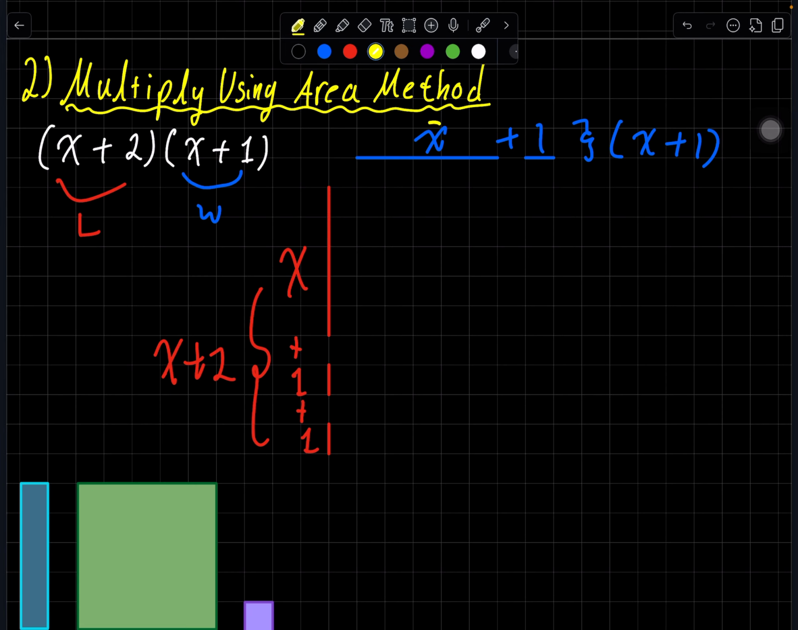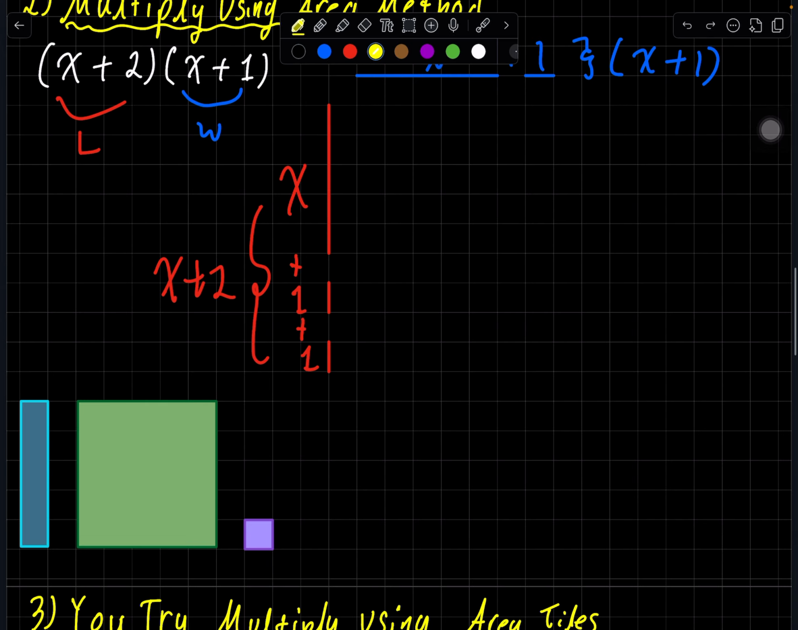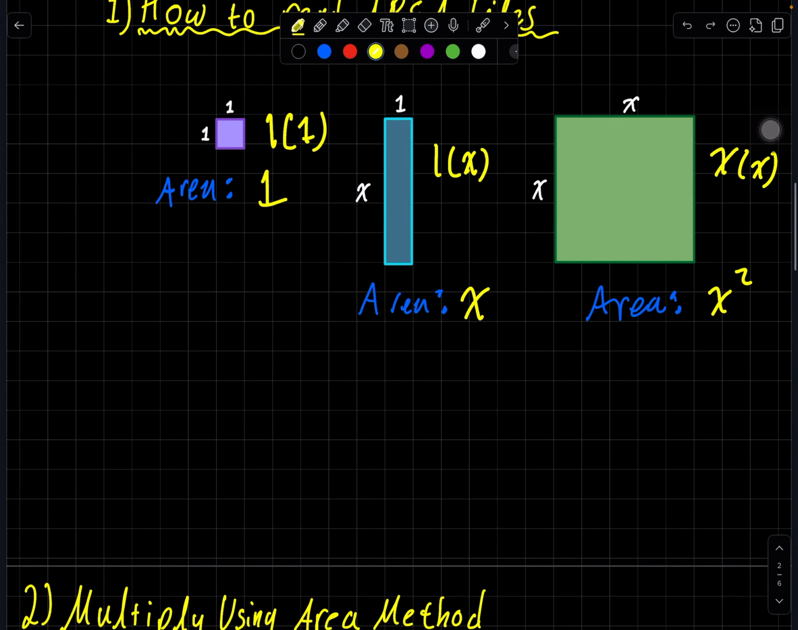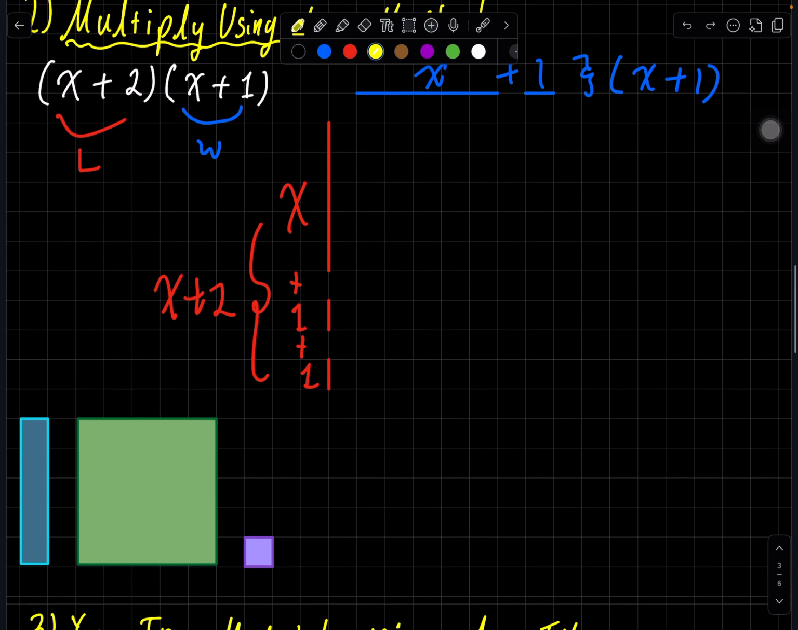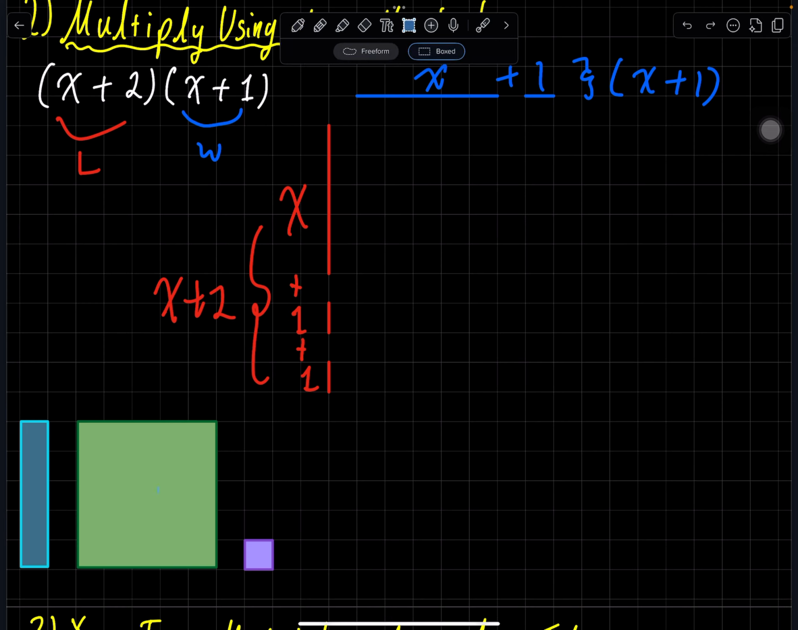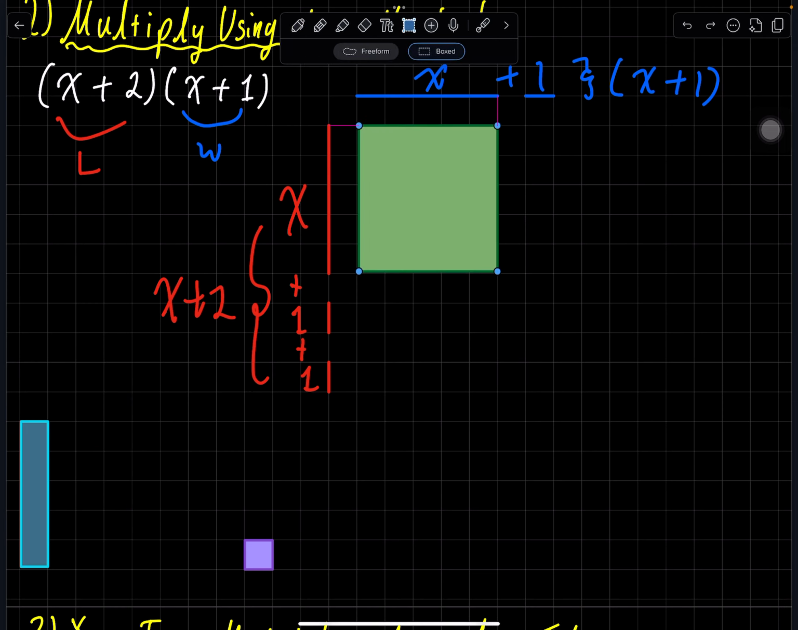So for this first product, I have x by x, which is very similar to our green square from before. So I'm going to take a green square and place it where x times x is. As you can see, x comes down and x comes across. So that means this will need an area of x times x, or in other words, x squared.